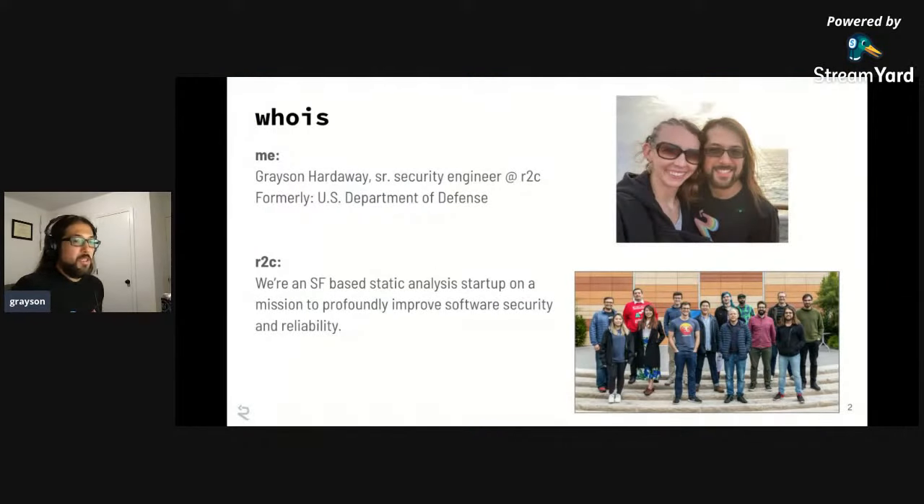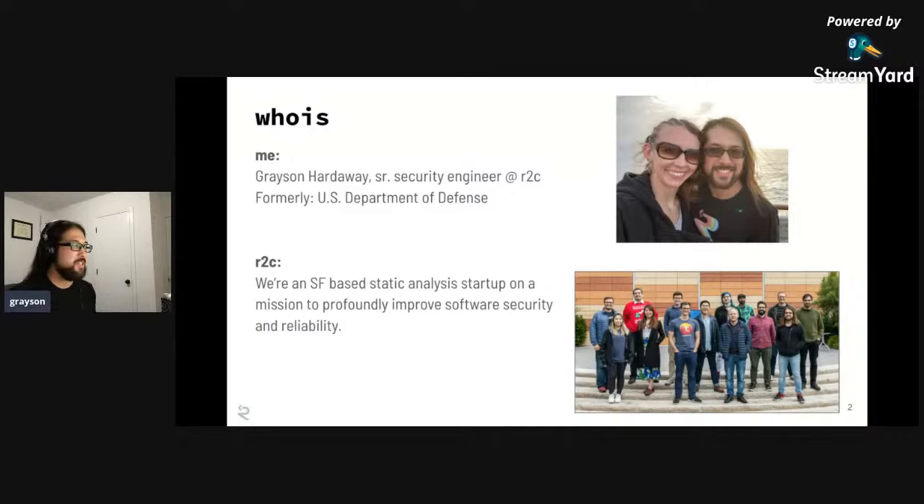A little bit about me. My name is Grayson Hardaway. I'm a senior security engineer at R2C. This is me and my lovely wife over here. And in a past life, I used to work for the US Department of Defense, doing things all up and down the security chain. So since this is OWASP Nova, I've been in that world before. It's fun. I miss it some days.